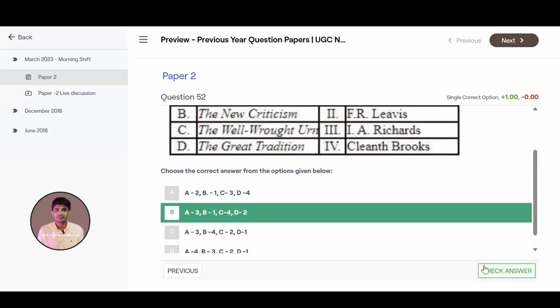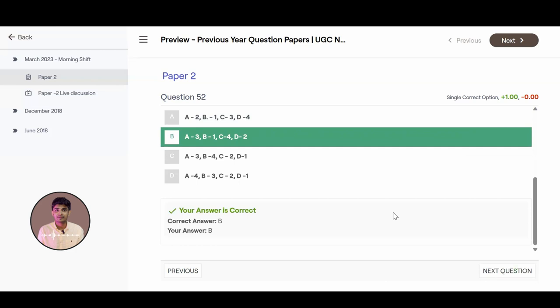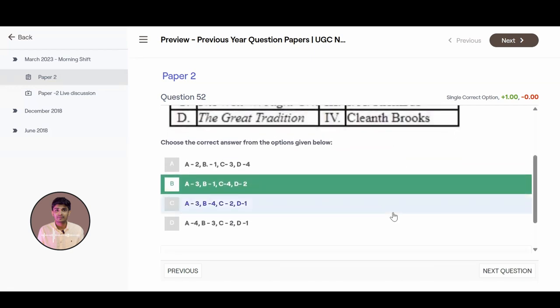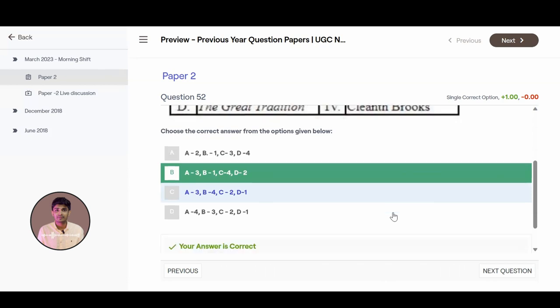Okay, the answer is B. Good, Musina, good. Practical Criticism, I.A. Richards. Okay, Practical Criticism, I.A. Richards. New Criticism, J.C. Ransom. The Well-Wrought Urn, Cleanth Brooks. And finally, The Great Tradition, F.R. Leavis. Okay.